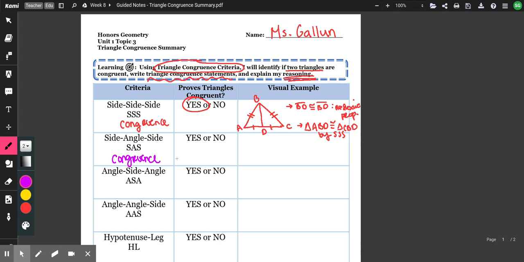Side angle side congruence is another one that proved congruence, right? There was only one other way to connect those triangles. If I left those two sides the same and the angle that they formed, I couldn't move the dots. I couldn't manipulate them. We did this on a Google slide. There was only one triangle. There's only one third side that could be created.